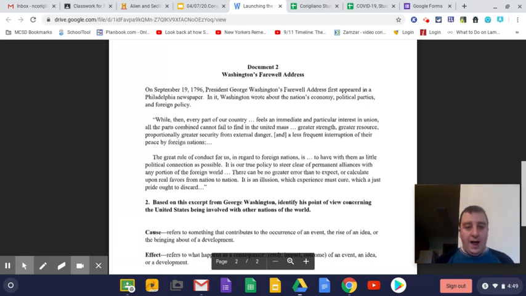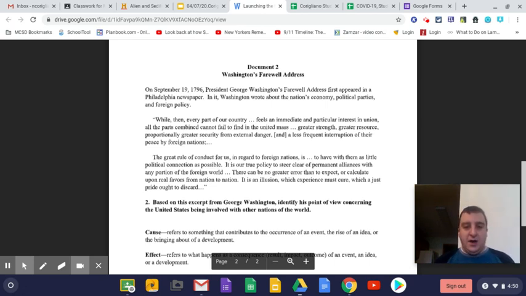So it says, while then every part of our country feels an immediate and particular interest in the Union, all the parts combined cannot fail to find in the united mass greater strength, greater resource, proportionally greater security from external danger, and a less frequent interruption of their peace by foreign nations. So already you're getting the idea when he says a less frequent interruption of their peace by foreign nations, he's talking about stepping away from foreign nations a little bit.